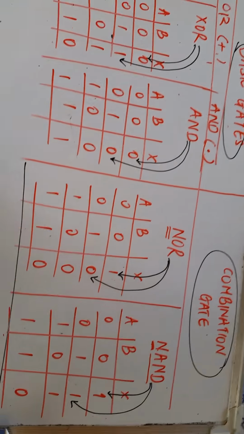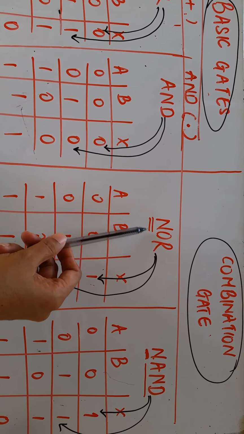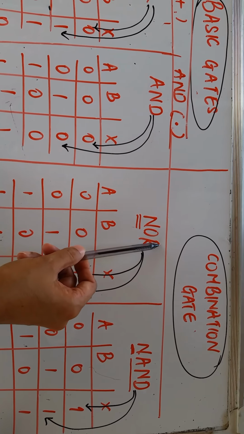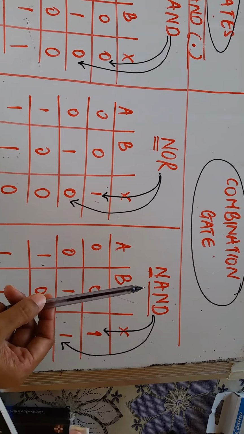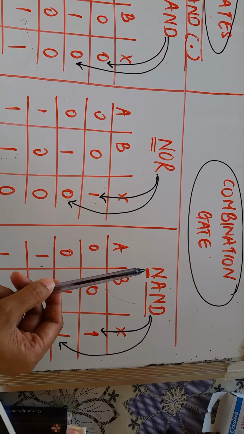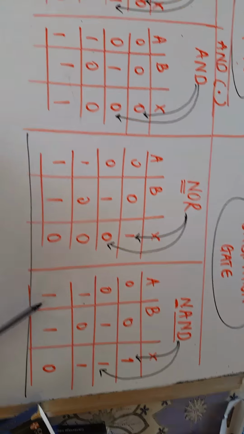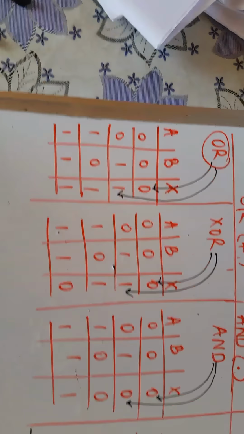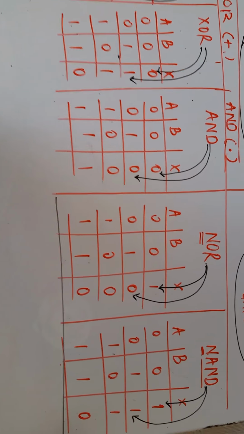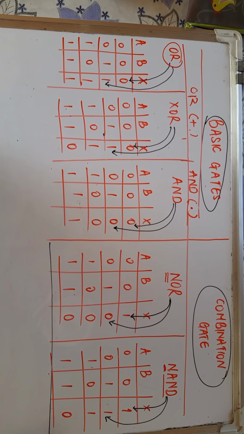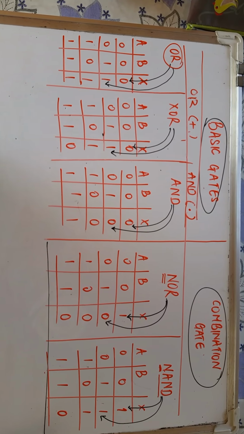As for the combination gate, it is a gate that has merged two basic gates, which is the OR gate and the NOT gate. In the case of the NAND gate, we have merged the AND gate and the NOT gate. So it is called a combination gate. The truth table for all the gates have been given. Now let us take a look at an example.